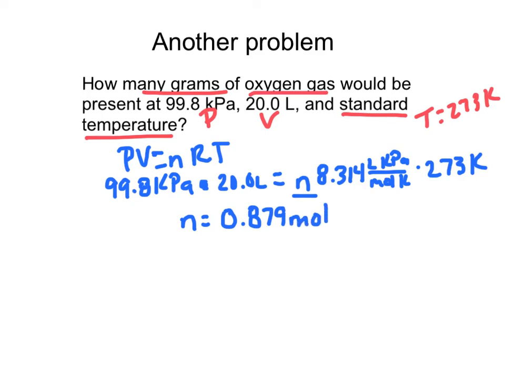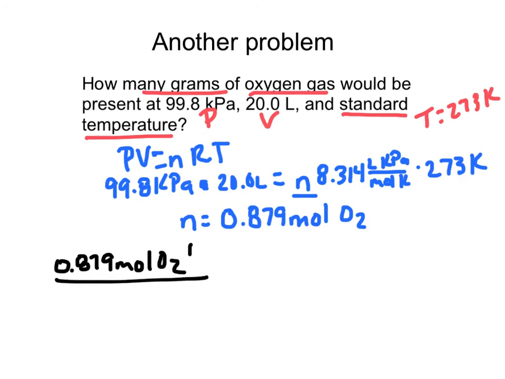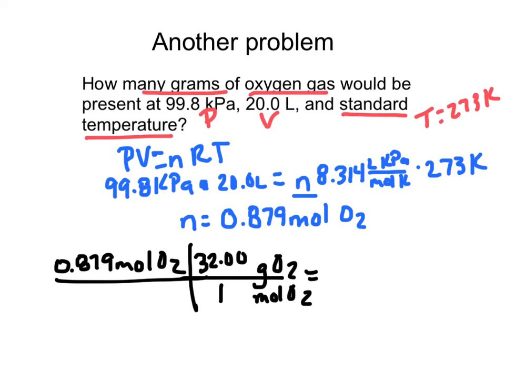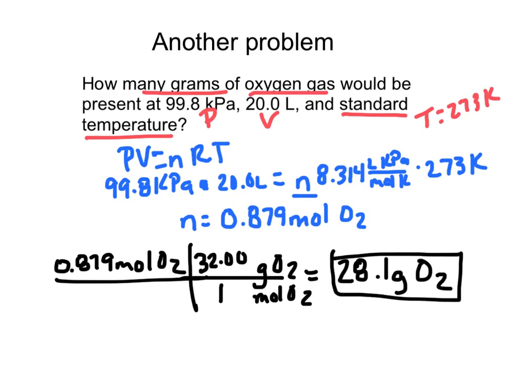And that's moles of oxygen. I didn't put that in scientific notation because that's really not my answer. I want to get to grams. So I have 0.879 moles of O2, and I want to find out how many grams that is. This is moles of O2, this is grams of O2. For every 1 mole, there are 32.00 because it's O2. I need 3 sig figs for my answer, and I get 28.1 grams of O2 is what would occupy all those conditions.